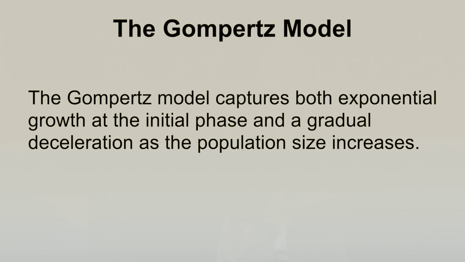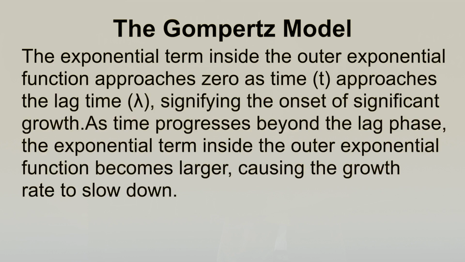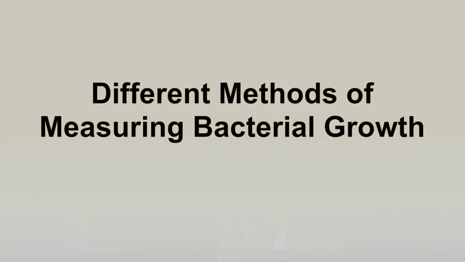The Gompertz model captures both exponential growth at the initial phase and a gradual deceleration as the population size increases. The exponential term inside the outer exponential function approaches 0 as time t approaches the lag time lambda, signifying the onset of significant growth. As time progresses beyond the lag phase, the exponential term inside the outer exponential function becomes larger, causing the growth rate to slow down.